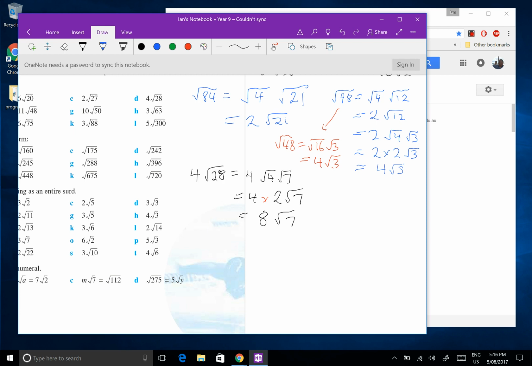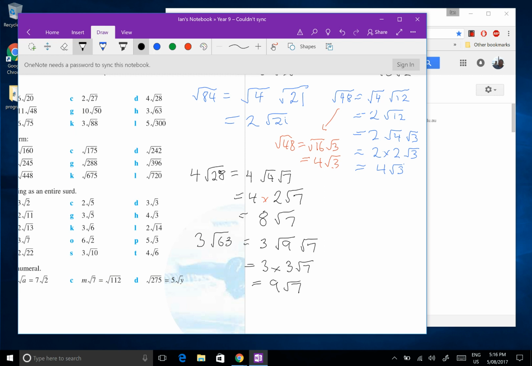All right, so let's go to the next one. 3 root 63. Well, I get 3, I get 9, and again 7. I won't change it this time. 3 times 3 root 7, and I get 9 root 7. And that's 4H, 9 root 7.